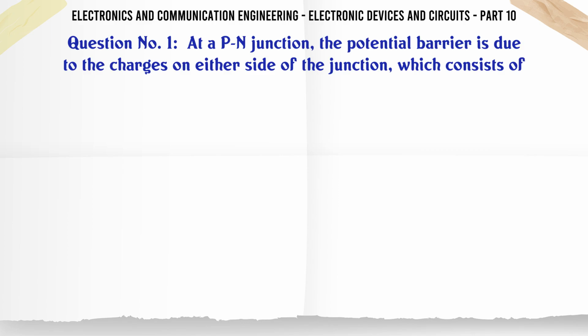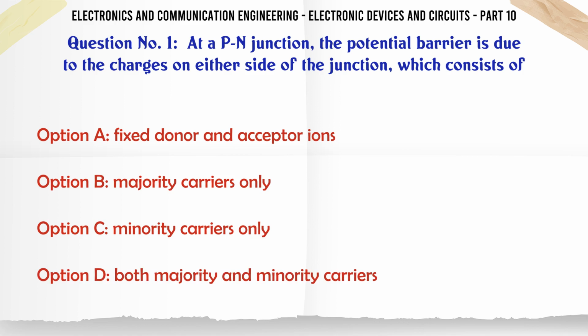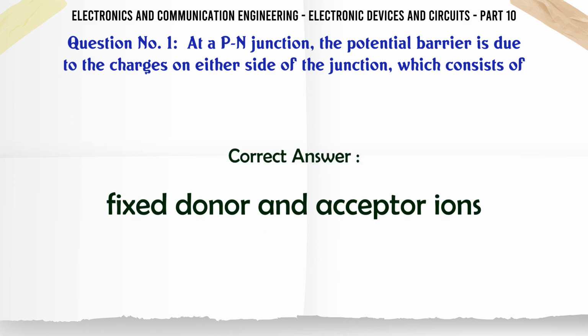At a p-n junction, the potential barrier is due to the charges on either side of the junction, which consists of A. fixed donor and acceptor ions, B. majority carriers only, C. minority carriers only, D. both majority and minority carriers. The correct answer is fixed donor and acceptor ions.